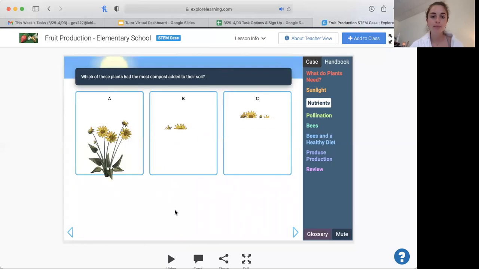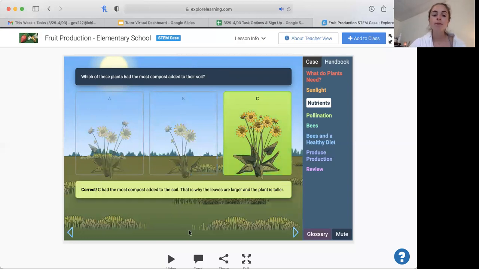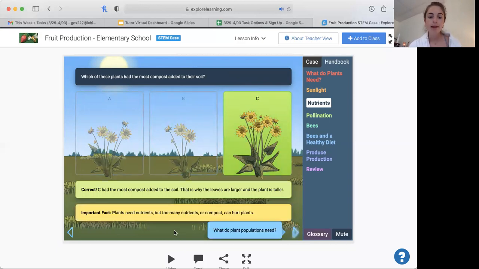Which of these plants had the most compost added to their soil? Take a second to guess. C had the most compost added to the soil, which is why the leaves are larger and the plant is taller. Plants need nutrients, but too many nutrients or too much compost can hurt plants.